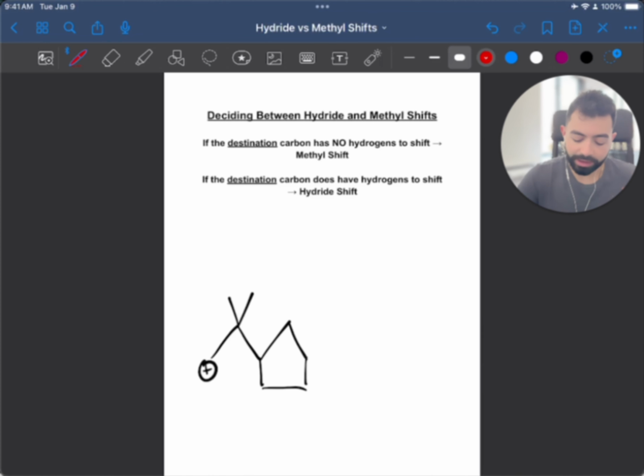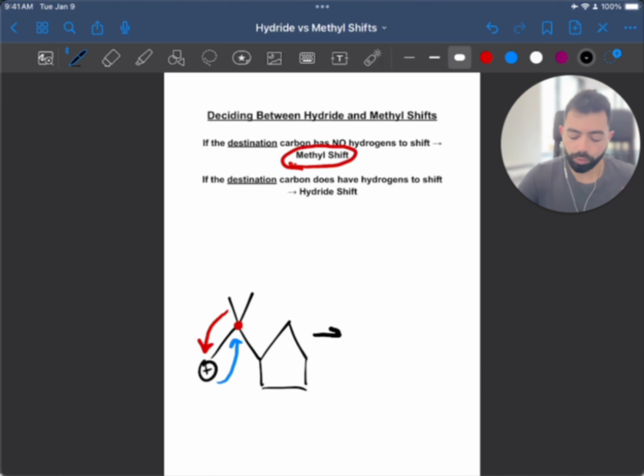Here we have a primary carbocation, but it would be a lot happier on this carbon with all of these other carbons that it is bonded to. So therefore, this is the destination carbon and this is the original carbon here. And in this case, our destination carbon does not have any hydrogens for us to shift. So in this case, we are going to do a methyl shift. So we are going to shift one of the methyls over to the original carbon, and the positive charge is going to move over to the destination carbon.